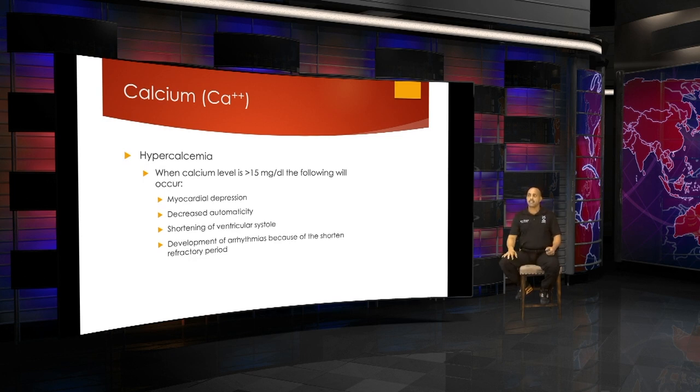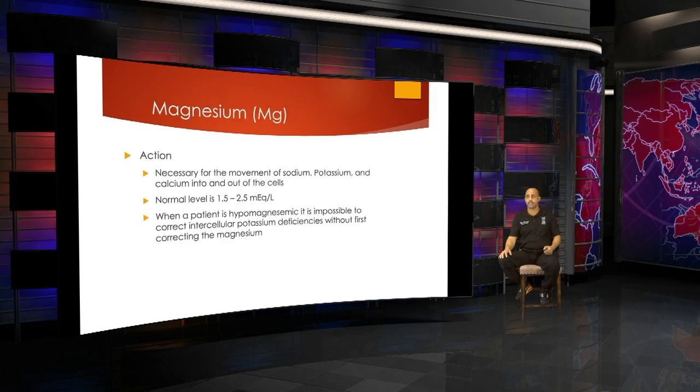Hypercalcemia, when calcium levels are greater than 15 milligrams per deciliter, we're going to have myocardial depression. So you have depression of the myocardium, which is not going to contract the way it should. Automaticity starts to decrease. Everything starts to decrease because your calcium levels are so high. You're going to have a severely shortened QT of the ventricle, asystole, and you could develop arrhythmias, because they could start firing on top of each other, causing a lethal cardiac dysrhythmia.